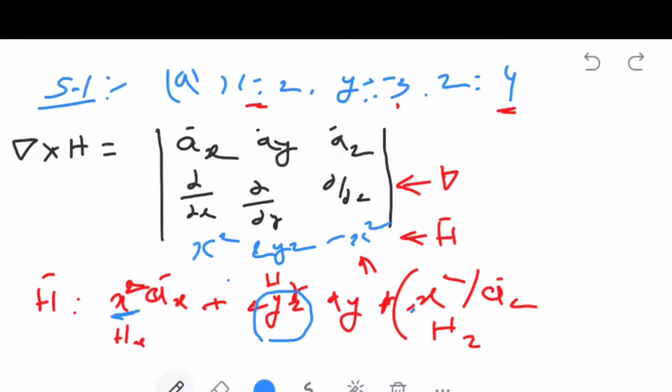Write the determinant like this. First we have to draw the determinant. After that we can find the magnitude of the determinant, that is J bar, which we can calculate. It is del, and it is H bar. Now find the magnitude.